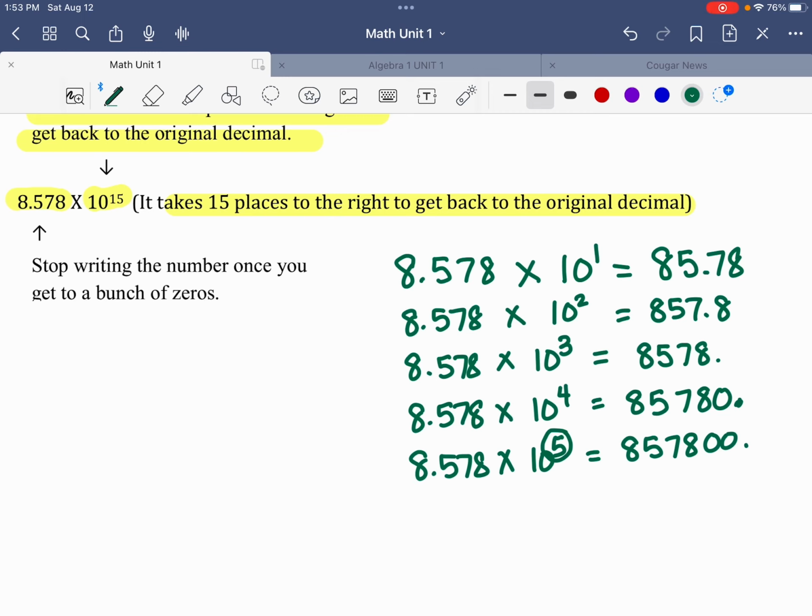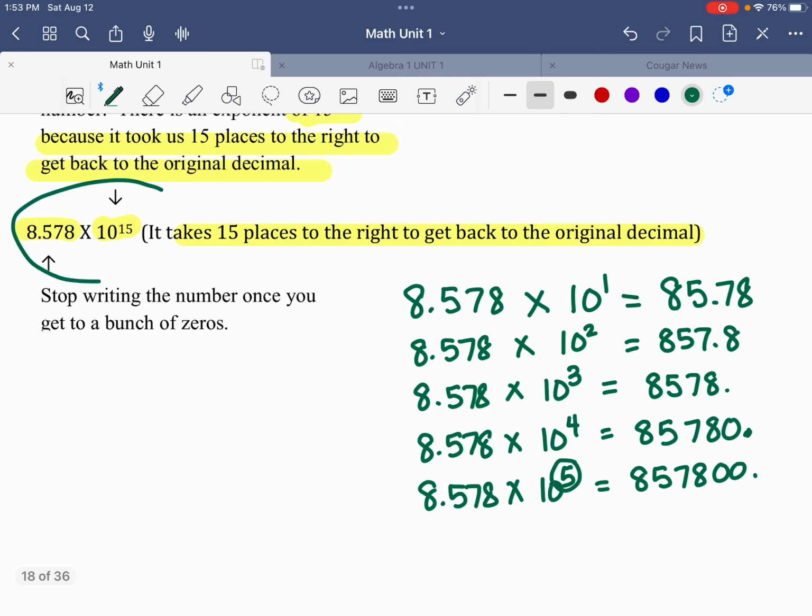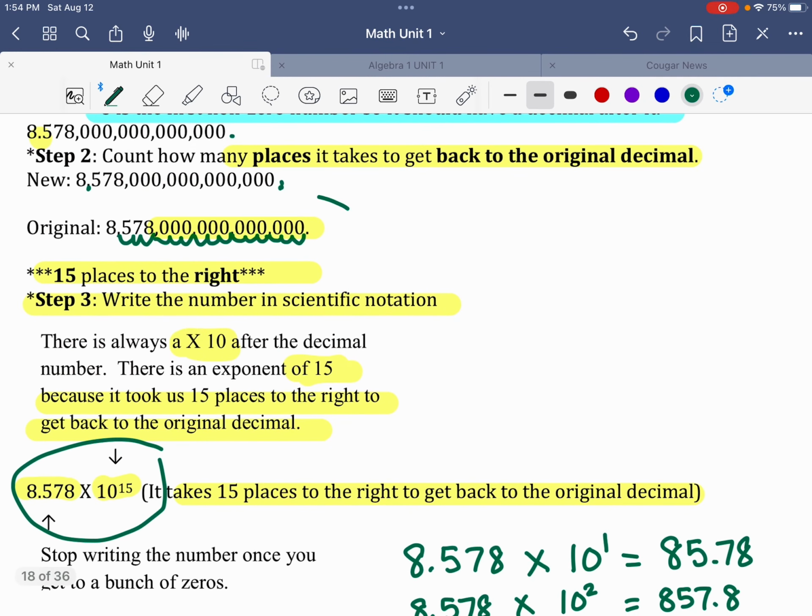For this number, 8.578 times 10 to the 15th power, we will move that decimal. 8.578 times 10 to the 15th power means we have to take this decimal and move it 15 places, which will give us our original number, which was, I'm not even sure how to read it, 8,578 bajillion, blah, blah, blah, lots and lots of zeros.